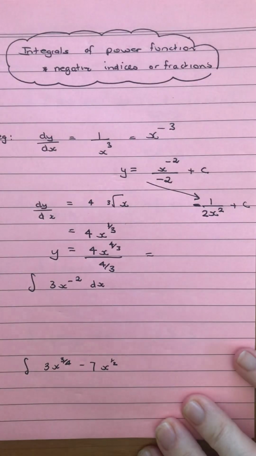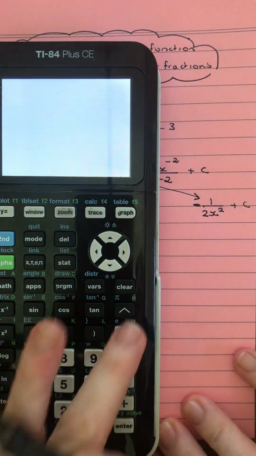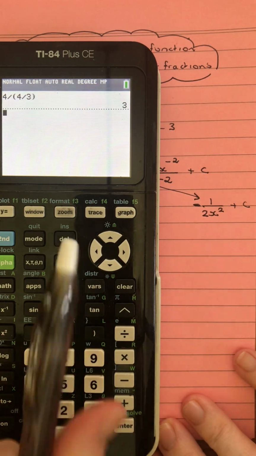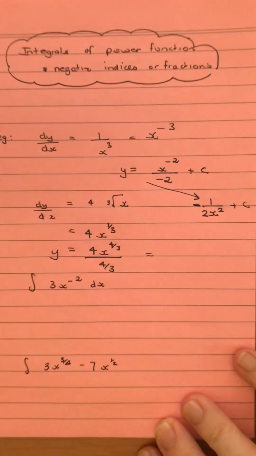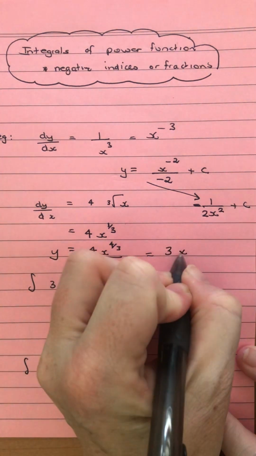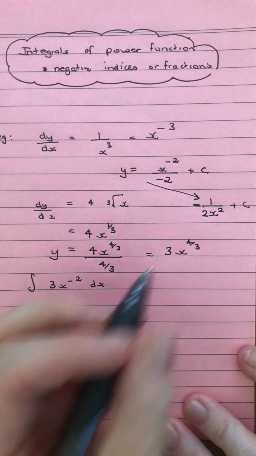So then when I do 4 divided by 4 over 3, because I want to simplify that, we get the answer of 3. So remembering that if you are dividing, you can change that to as if it was a positive, which would be multiplying by 3 on 4, and then the 4's will cancel out. So we get 3x to the 4 on 3, which we can then change to surd form if we want.